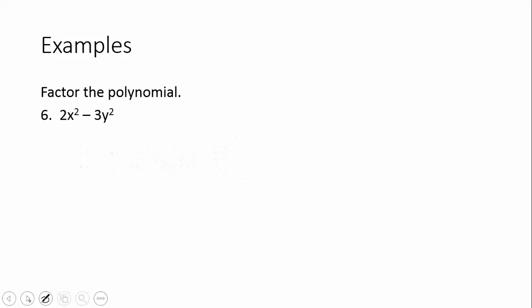Example 6, 2x squared minus 3y squared. Again, you may be noticing that 2 and 3, the only greatest common factor between the two of them is a 1. And since I have x's and y's, nothing in common, my greatest common factor here is just a 1. And again, that doesn't do me any good. So this is already factored.